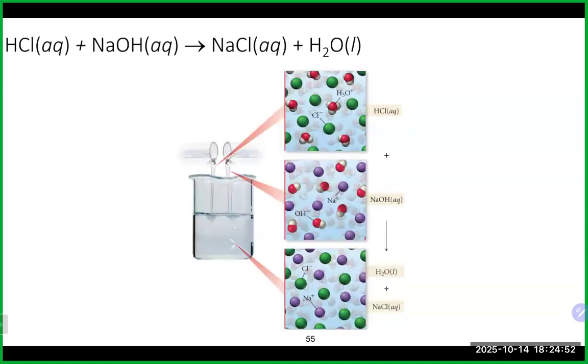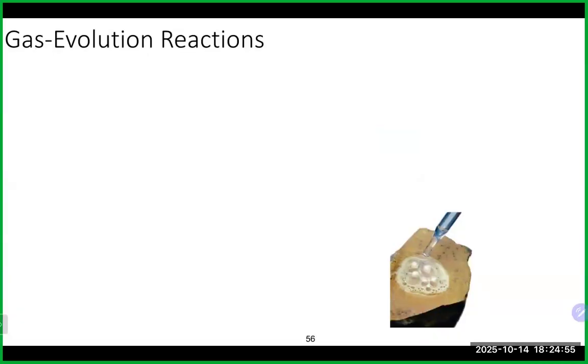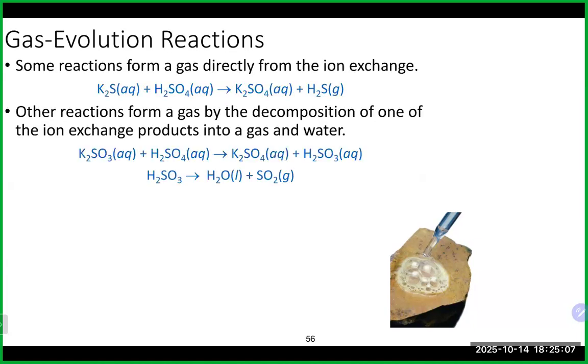Now, there are some reactions that actually will be a double displacement reaction, but will produce a gas as a product. So that does occur. Let's take a look at a few examples here. Again, here we have a double displacement reaction, positive, negative, switching partners. And this produces a gas directly from that exchange, and we produce some hydrogen sulfide gas in this reaction. So this is a direct swapping out of our ions and forming this gas.